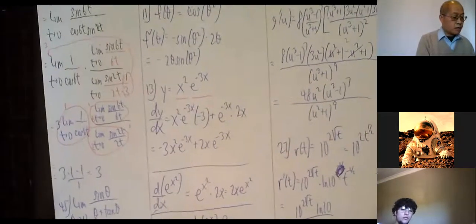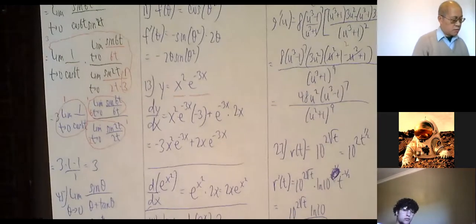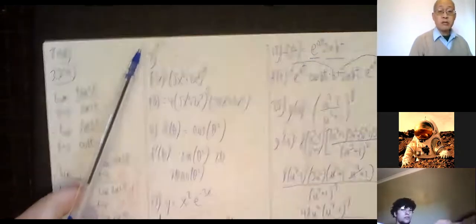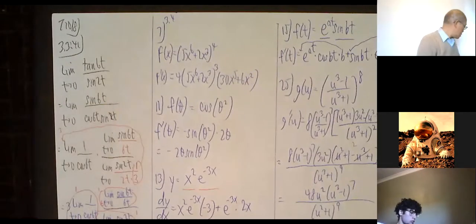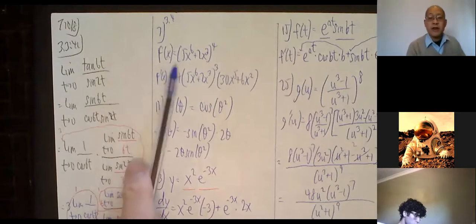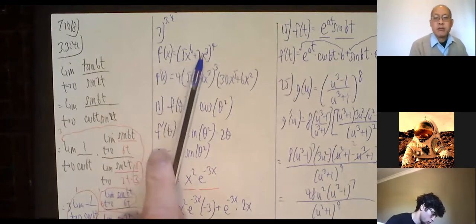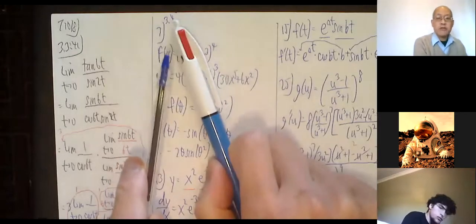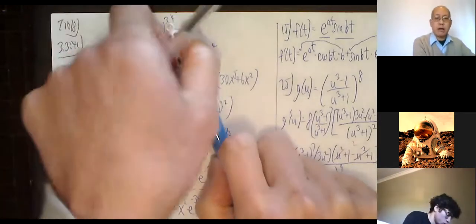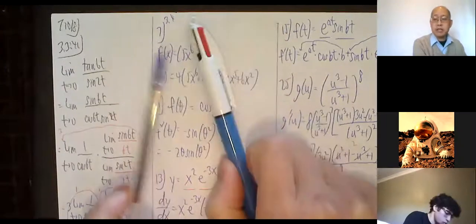All right, so practice with the chain rule now. Okay, so 3.4, how about number 7? Show you that one here. So 5x to the 6th plus 2x cubed, raised to the 4th power. Okay, so the outside function is raising something to the 4th power. The inside function is this mess.